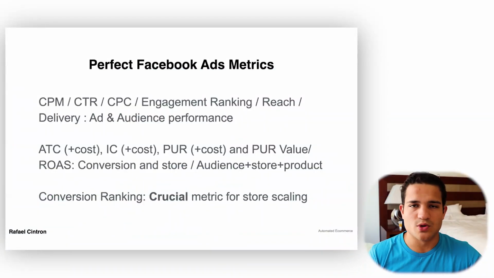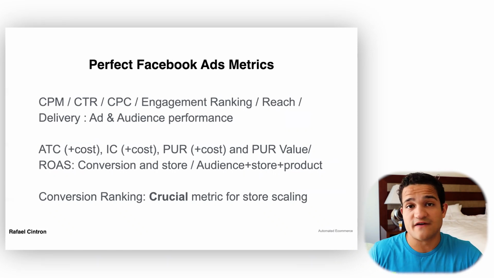The perfect Facebook ads metrics and what you should be looking at or categorizing between these. So CPM, which is the cost per 1,000 impressions, CTR, click-through rate, and CPC, and the engagement ranking, reach, and delivery all tell you about how your ad and audience are performing. So the main ones that I like to look at is the CPM, CTR, and CPC. CTR and CPC being the top ones that I look at because what we pay to get somebody on our website is going to determine everything.